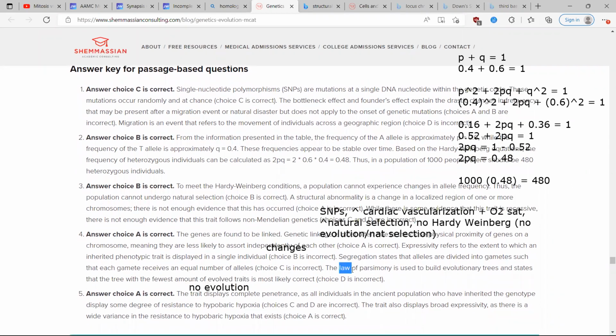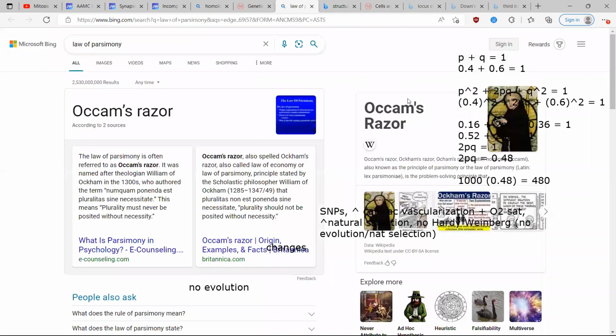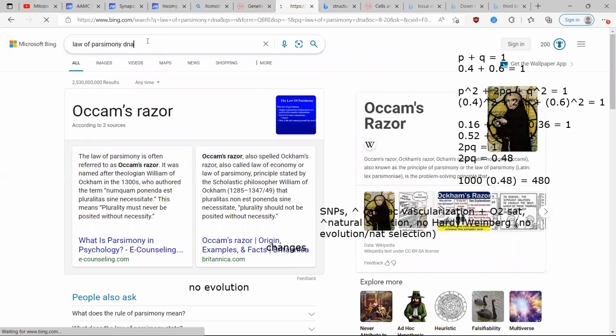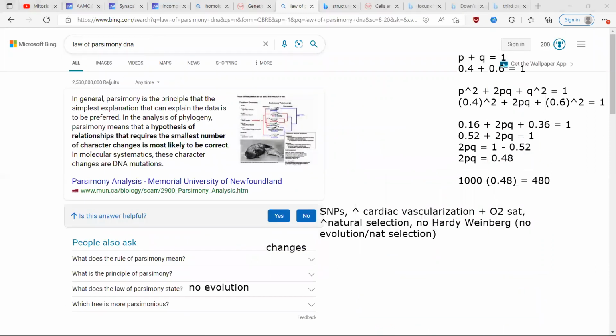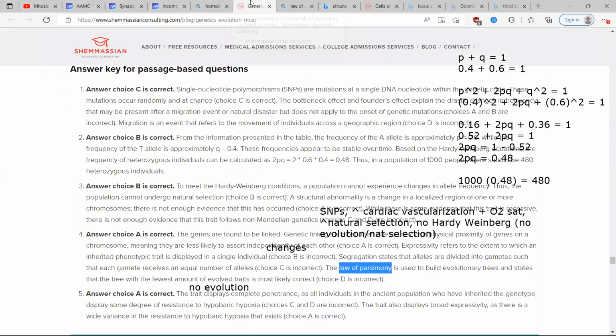I'd never even heard of the law of parsimony before. So again, it's a wrong answer, but I'm going to look at it because you never know when it could be the right answer. Law of parsimony: the hypothesis of relationship that requires the smallest number of character changes. These character changes are DNA, so the smallest number of DNA changes. All right, sure. I'm sure that's fascinating for whoever came up with it.